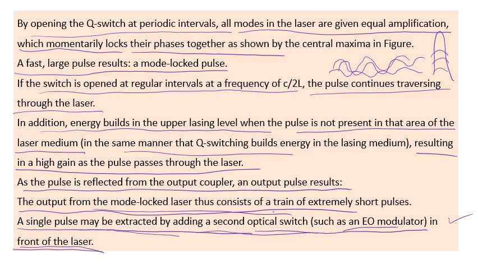Here we are studying how to get a train of pulses, the mode-locked laser. Okay, extremely short pulses. The other option is to use a second optical switch in front of the laser. That is a little bit different, and I don't want to confuse you here, so it is better to omit this.